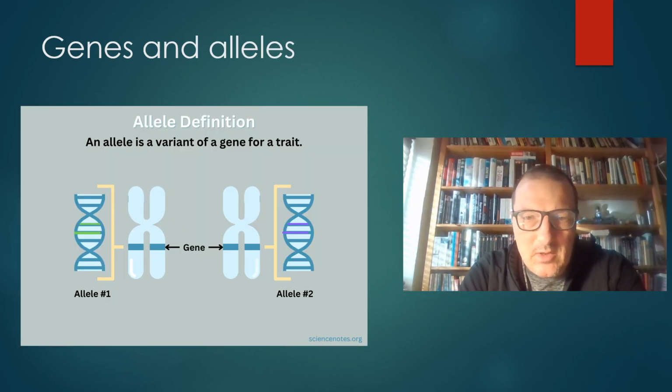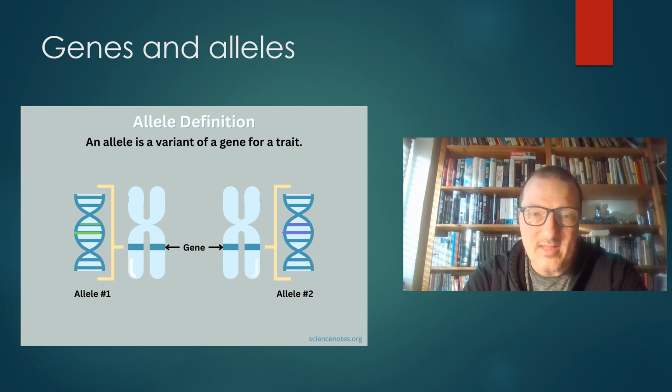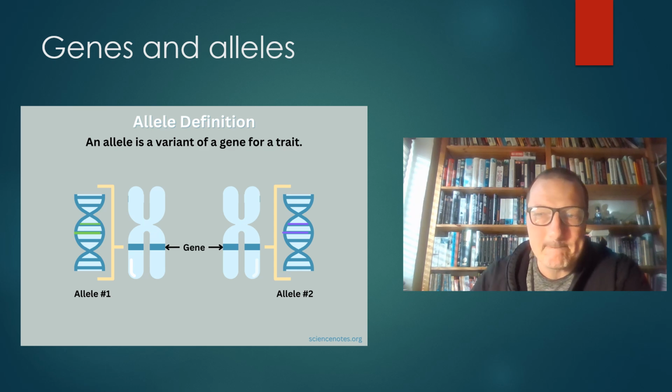It's important that we know what the difference is between genes and alleles. A gene is something on our DNA that codes for a specific protein. Alleles are different variants of that gene for a trait. If you have different versions of them, then you're a heterozygote, or if you have the same version, then you're a homozygote for that allele.